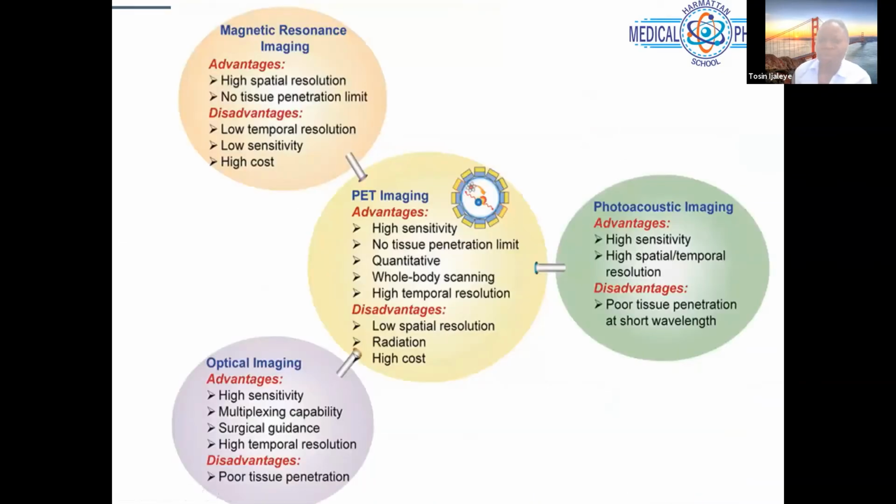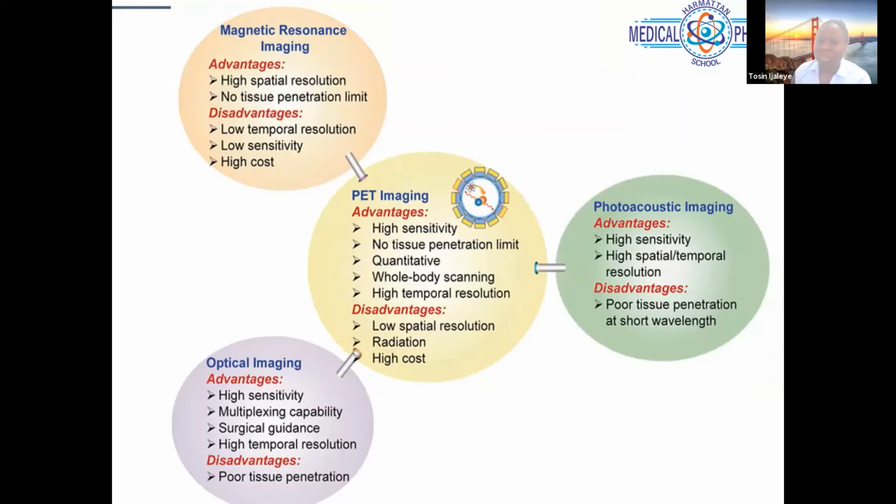Okay, we can look at it. What are the advantages of these images? They have their advantages and their own disadvantages. For instance, MRI has high spatial resolution, and in MRI there is no tissue penetration limit. It can penetrate the tissue, but it has some disadvantages: low temporal resolution, low sensitivity, and also high cost. It costs a lot to get an MRI machine.